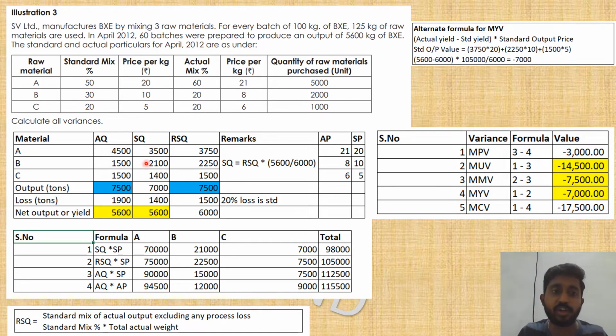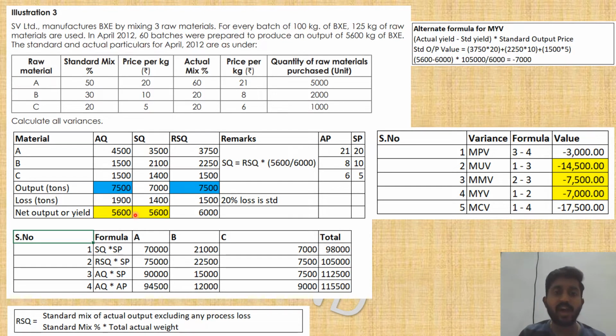Similarly, standard quantity of B and standard quantity of C are calculated. So A plus B plus C you can total and get the output, and you can reduce the loss of 20% and find the net output becomes 5,600. Of course, the standard quantity's output will match with the actual quantity's output, because they are proportionately what is the standard actually required for that. That is called standard quantity.